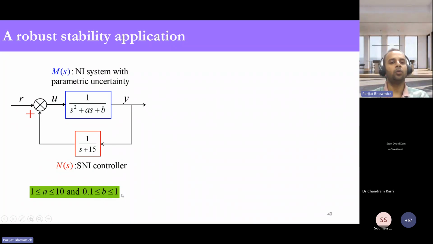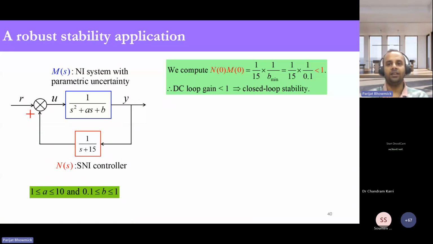B varies in the range 0.1 to 1. So what will be the maximum value of the 1 by B? Of course it would be 1 by B minimum. So 1 by 0.1, which would be 10. So if we can choose an SNI controller having a DC gain so that the product will always be less than 1, honestly speaking, I have chosen the SNI controller with the pole at -15, considering the same reason, that is, the maximum gain which the plant can offer will be 1 by B minimum, which is 10. So if I take an SNI controller 1 by S plus 15, the product of the DC gains of the plant and the controller would be less than 1.